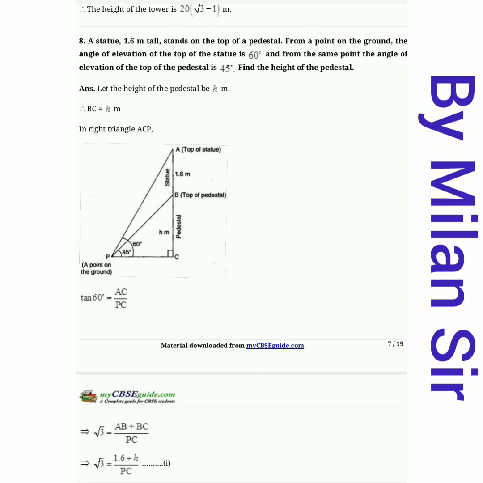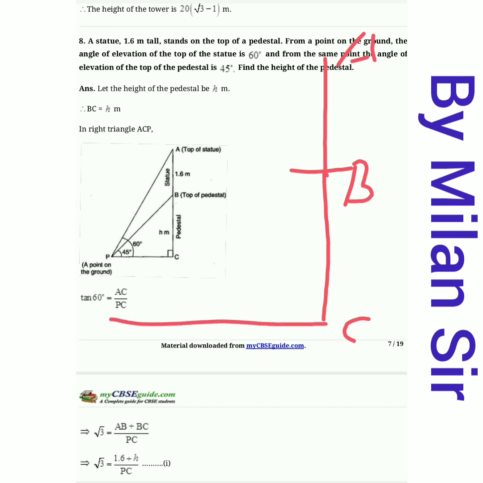First of all, we draw the figure. So one pedestal is there. I give name BC, and above the pedestal one statue is there, BA, that means AB. So AB is the statue, BC is the pedestal. From one point on the ground, I give name P. So from P to the top of the statue.